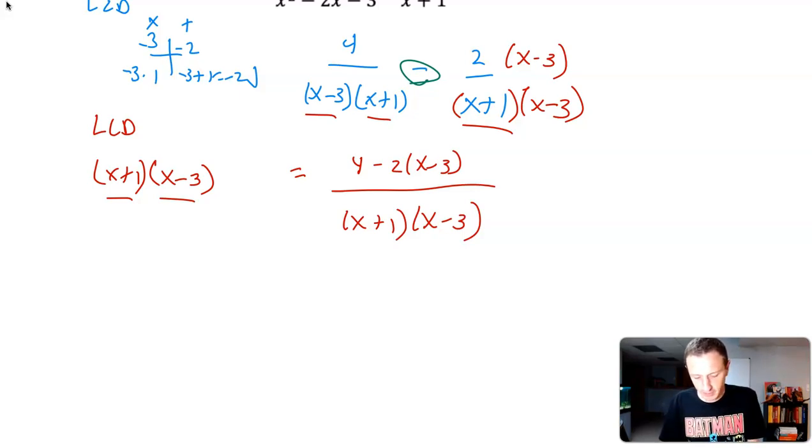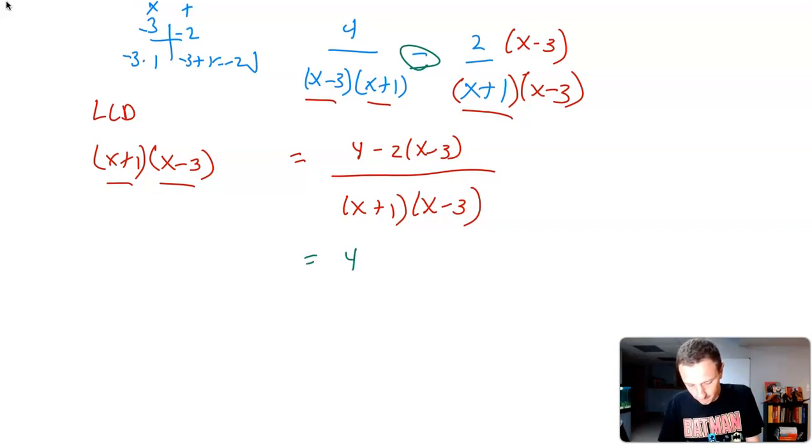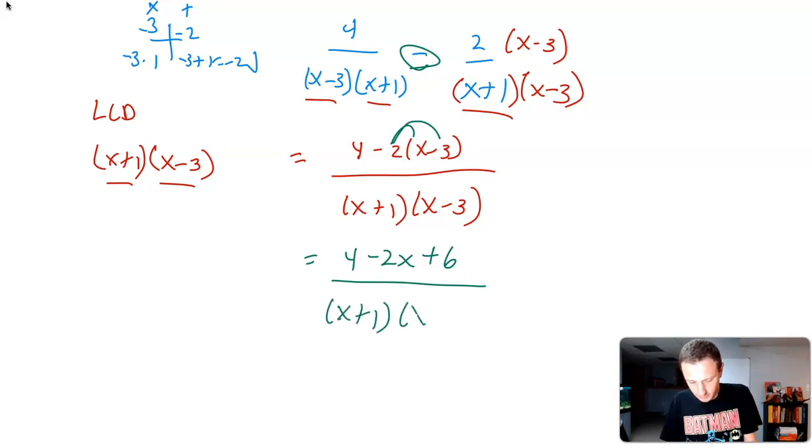So we are distributing -2 into the parentheses. So I'm going to do 4 -2 times x, -2 times -3. So that's going to be -2x. -2 times -3 is positive 6 over the denominator of x plus 1 times x minus 3.